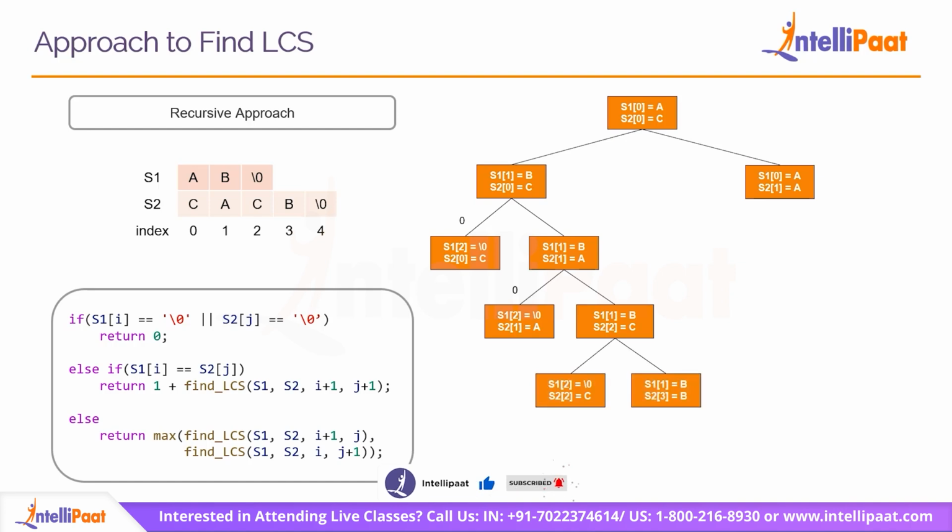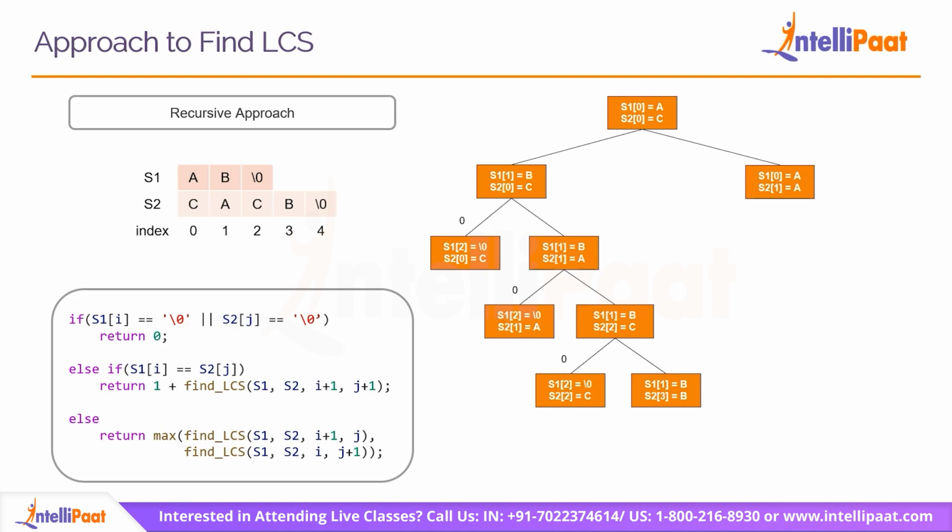On the left, we get S1 of 2, that is \0, and S2 of 2, that is C. And on the right, we have S1 of 1, that is B, and S2 of 3, which is also A. Now the left side is having a \0 element, therefore it will return 0. And on the right, we have got a match.